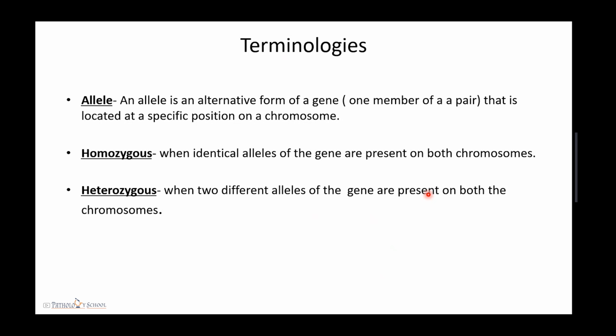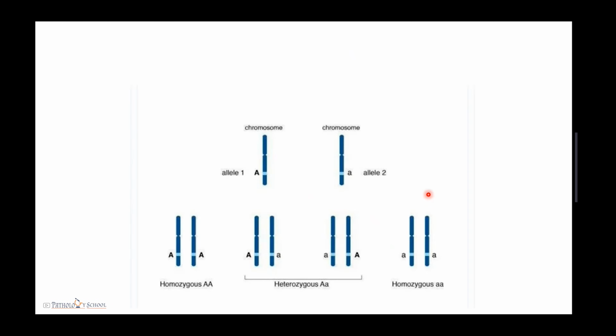Let us discuss a few terminologies. First is an allele. An allele is an alternative form of a gene that is located at a specific position on a chromosome. Homozygous is when identical alleles of the gene are present on both chromosomes, and heterozygous is when two different alleles of the gene are present on both chromosomes. Here we can see allele 1 and allele 2. This is a homozygous condition, and this is a heterozygous representation.